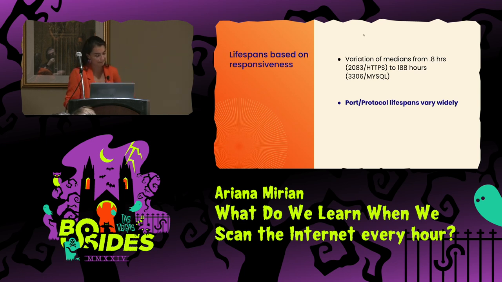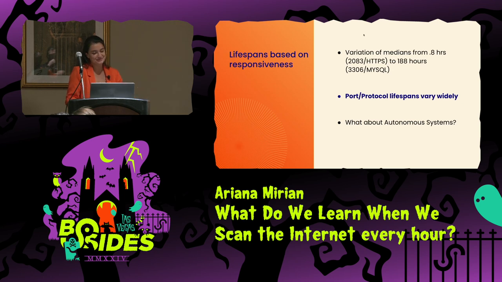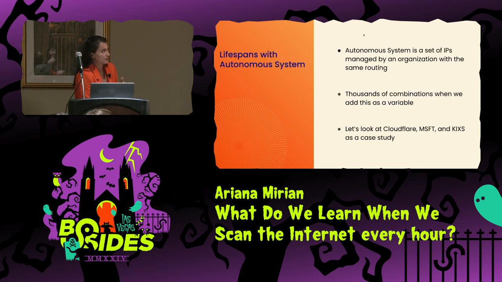Now, I love to make my life hard, and so the next question is, what happens if we add autonomous systems, or a third variable, into the mix? For those who don't know what an autonomous system is, it's essentially a set of IPs that's owned by the same organization and has the same routing. So Google has a set of autonomous systems, Census has its own autonomous system, or AS.